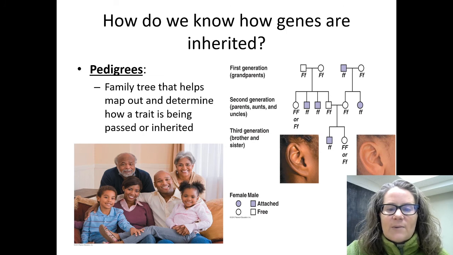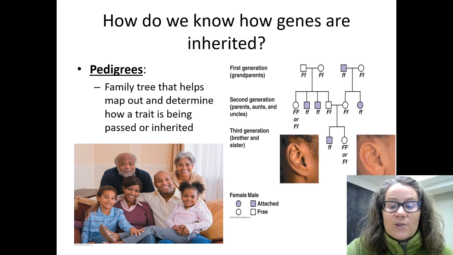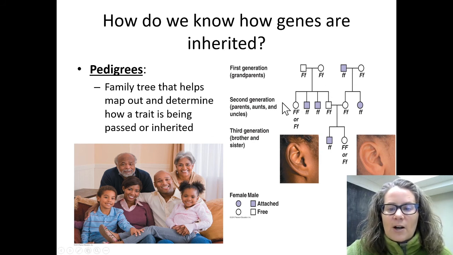The other device I want to mention is a pedigree, and pedigrees are like family trees that help us map out a trait and how it's being passed in a family. Pedigrees also have rules, just like Punnett squares. So in a pedigree, we line up our generations. Typically, if you are an XY 23rd set, you will get a square. If you're an XX, you will get a circle.